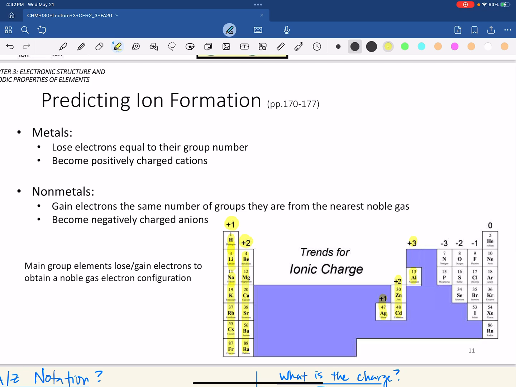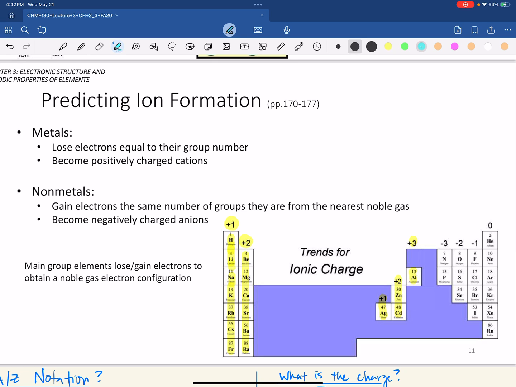But for now, I would pause the video and write 1 plus over group 1, 2 plus over group 2, 1 plus next to silver, 2 plus next to zinc and cadmium, and then 3 plus next to aluminum.